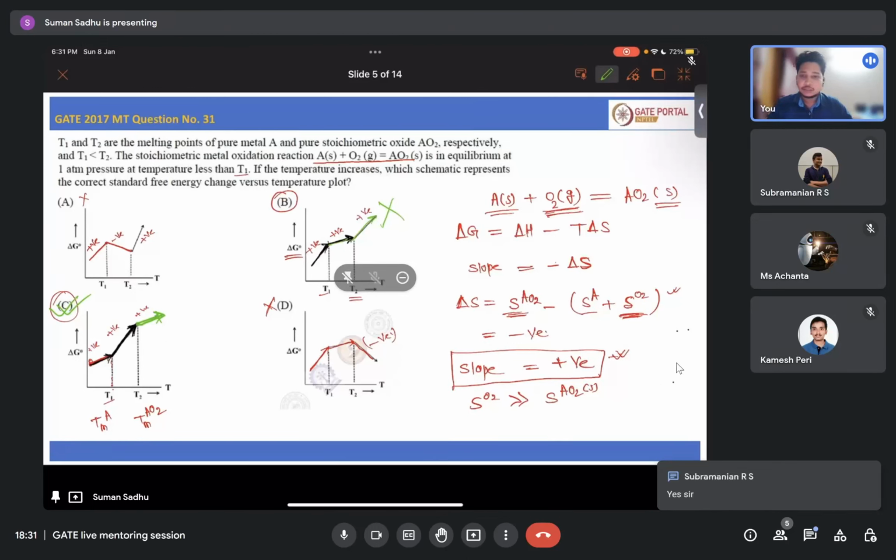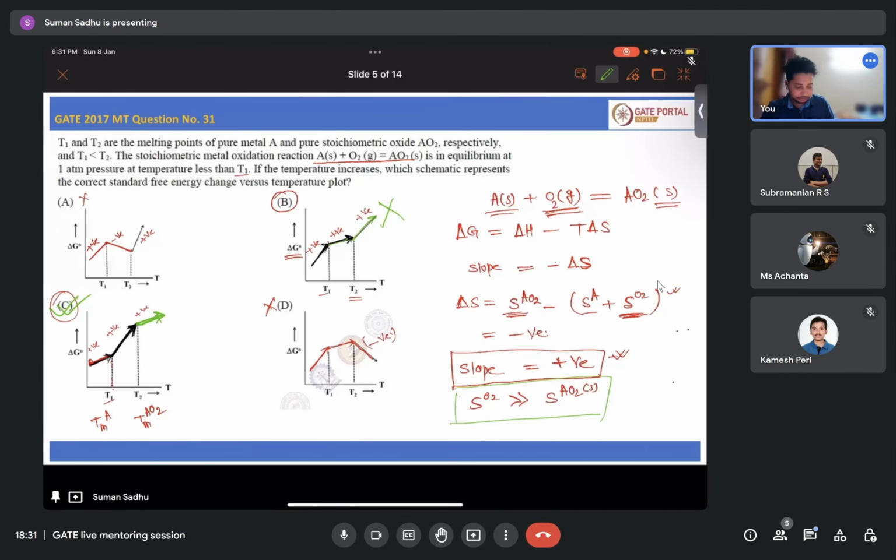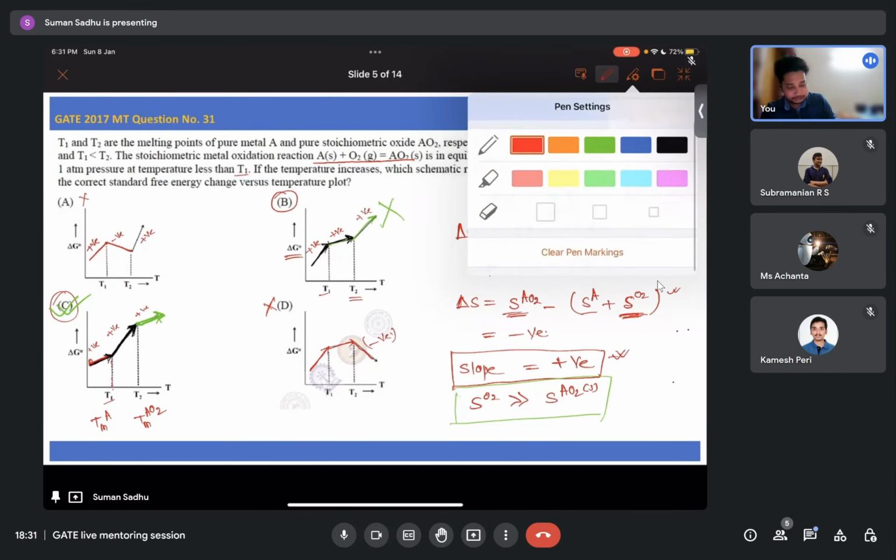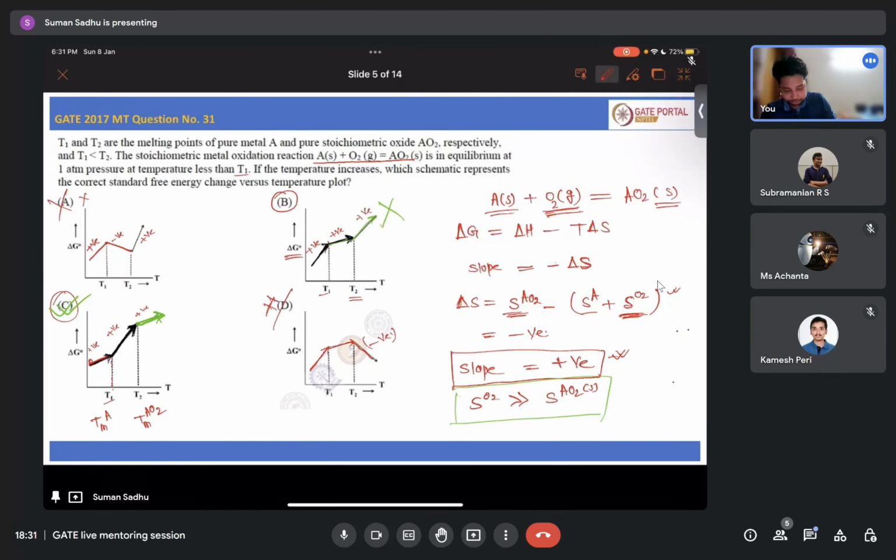Okay, so now we understand how to approach the question. Always go step by step. First you find out that the slope is positive. In all the cases the slope will be positive or delta S is negative. So at the very beginning itself you can cancel out these two options. Now you have to play with these two options, option B and option C. So now we will find out the difference between option B and option C.